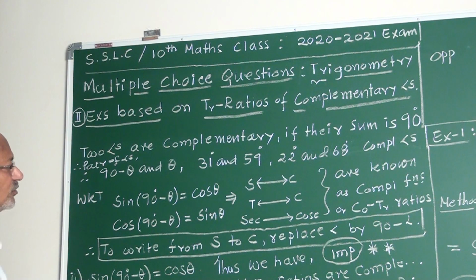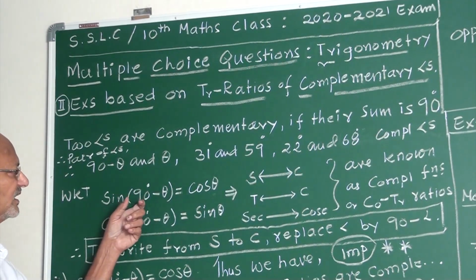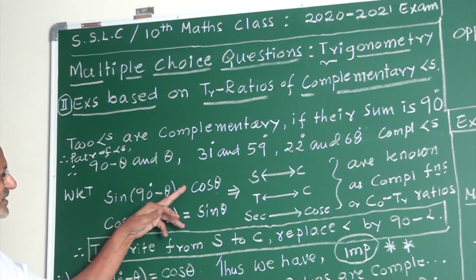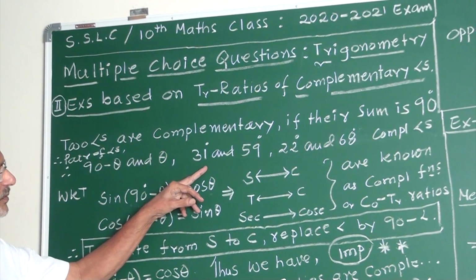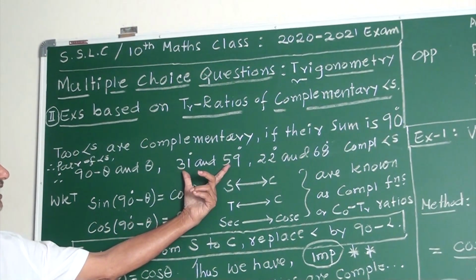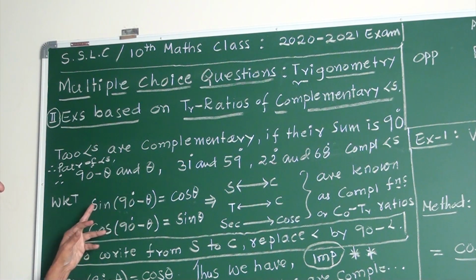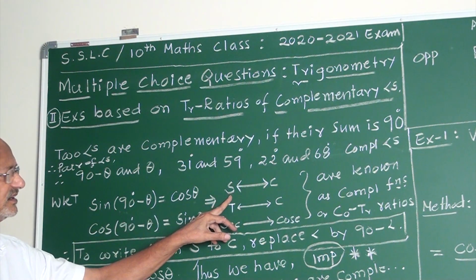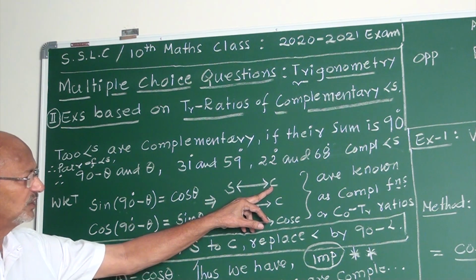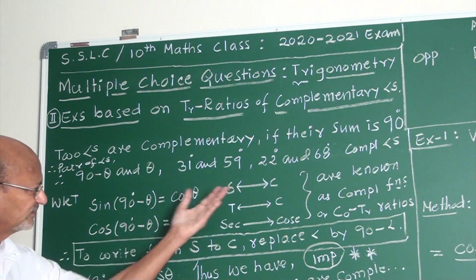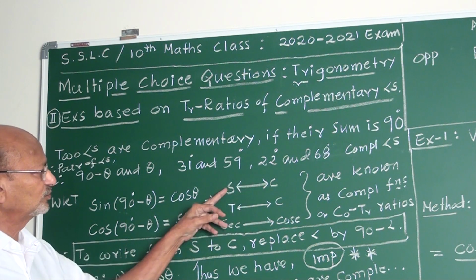Tell me, my friends, what is your observation in the case of complementary angles? Sin changes to cos, cos changes to sin. I have written here: in the case of complementary angles, the sum of the angles is 90 degrees. In that case, sin changes to cos, and again cos changes to sin. So, sin to cos, cos to sin.